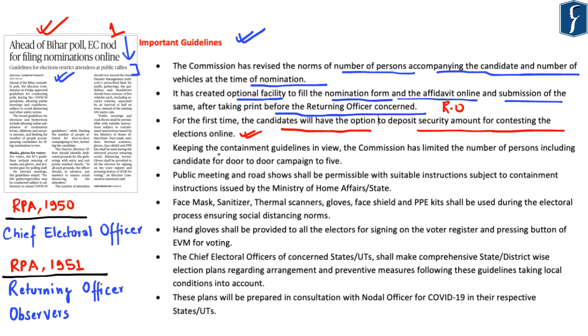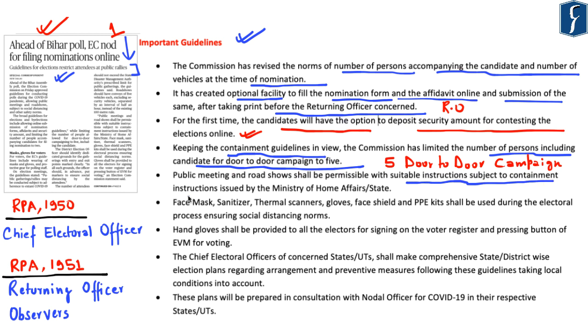Further, the guideline says that keeping the containment guidelines in view, the Election Commission has limited the number of persons, including the candidate, for door-to-door campaign to 5. So only 5 persons can go for door-to-door campaign. Now, with respect to public meetings and roadshows, it says that these will be permissible with suitable instructions, subject to containment instructions issued by the Ministry of Home Affairs as well as the respective state government.